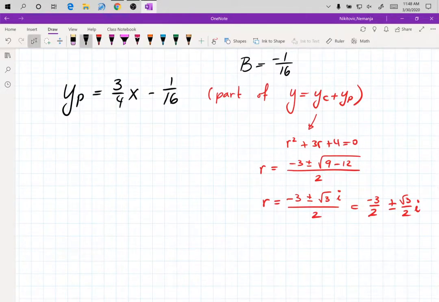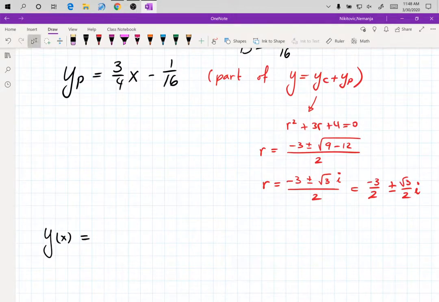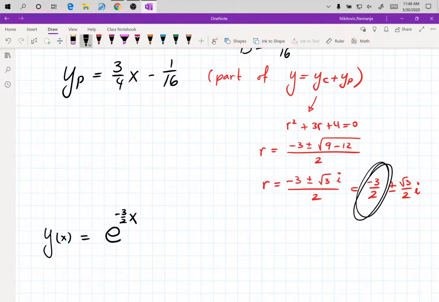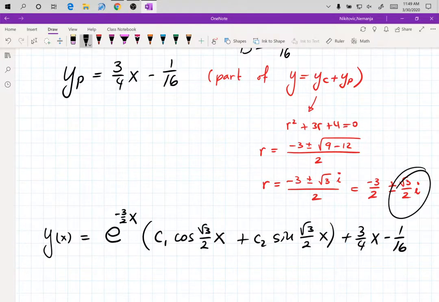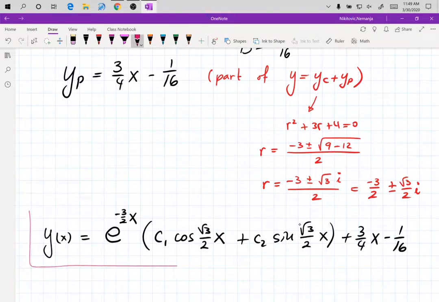Much better. So now, what is the solution for the whole problem? Y, in this case y of x, because we used x's up there. I like t's better, because differential equations are done in terms of time. But let's do x. So y of x is, if you remember, e to the -3/2 x. That comes from here. Then we have c1 cosine √3 over 2 x. Now that one is from here. Plus c2 sine of √3/2 x. And finally, plus 3/4 x minus 1 over 16. There we go. So this is the full solution of the problem.